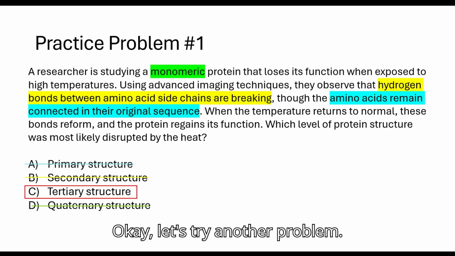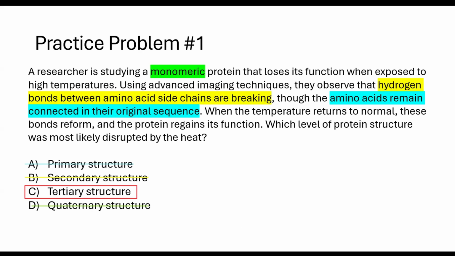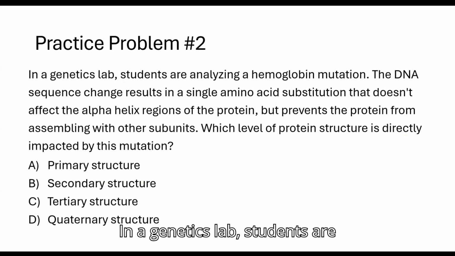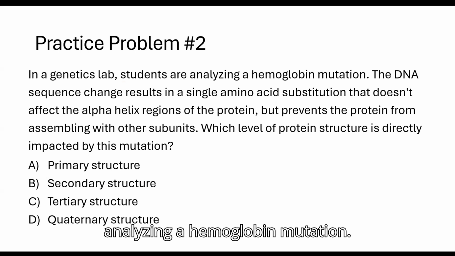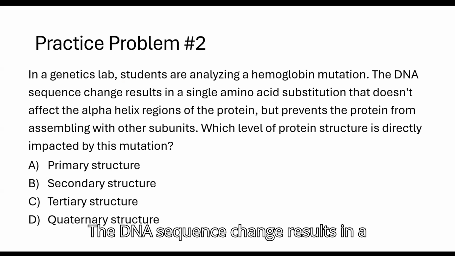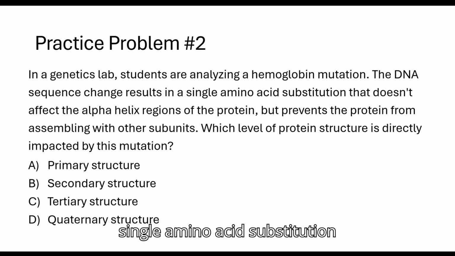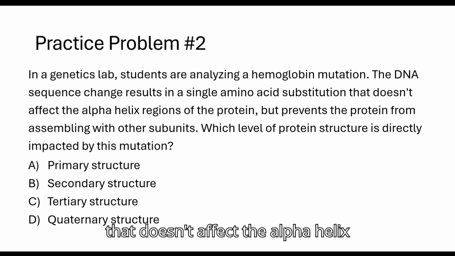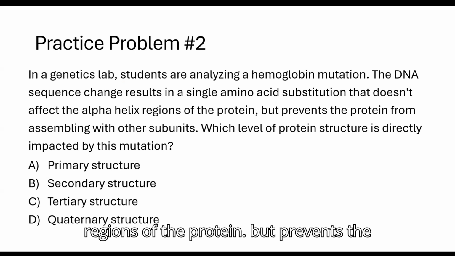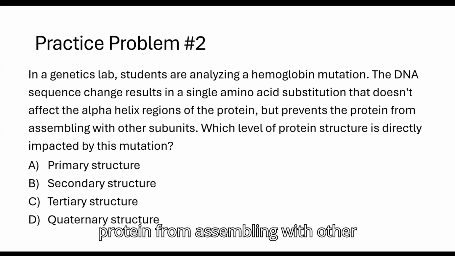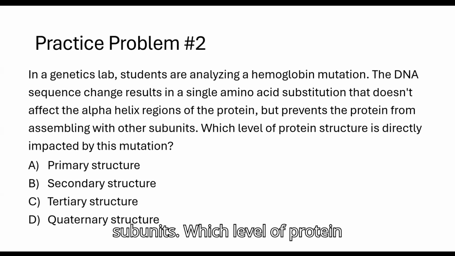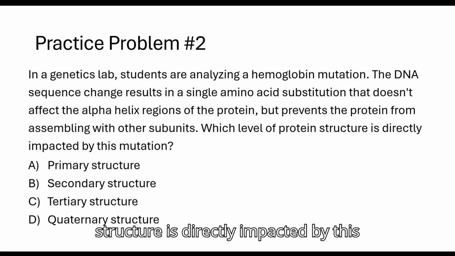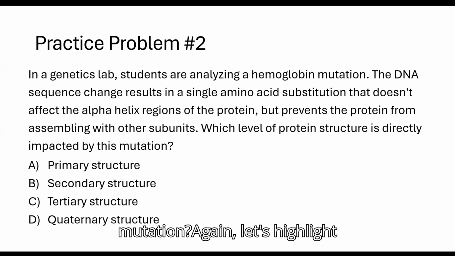Okay, let's try another problem. In a genetics lab, students are analyzing a hemoglobin mutation. The DNA sequence change results in a single amino acid substitution that doesn't affect the alpha helix regions of the protein, but prevents the protein from assembling with other subunits. Which level of protein structure is directly impacted by this mutation?